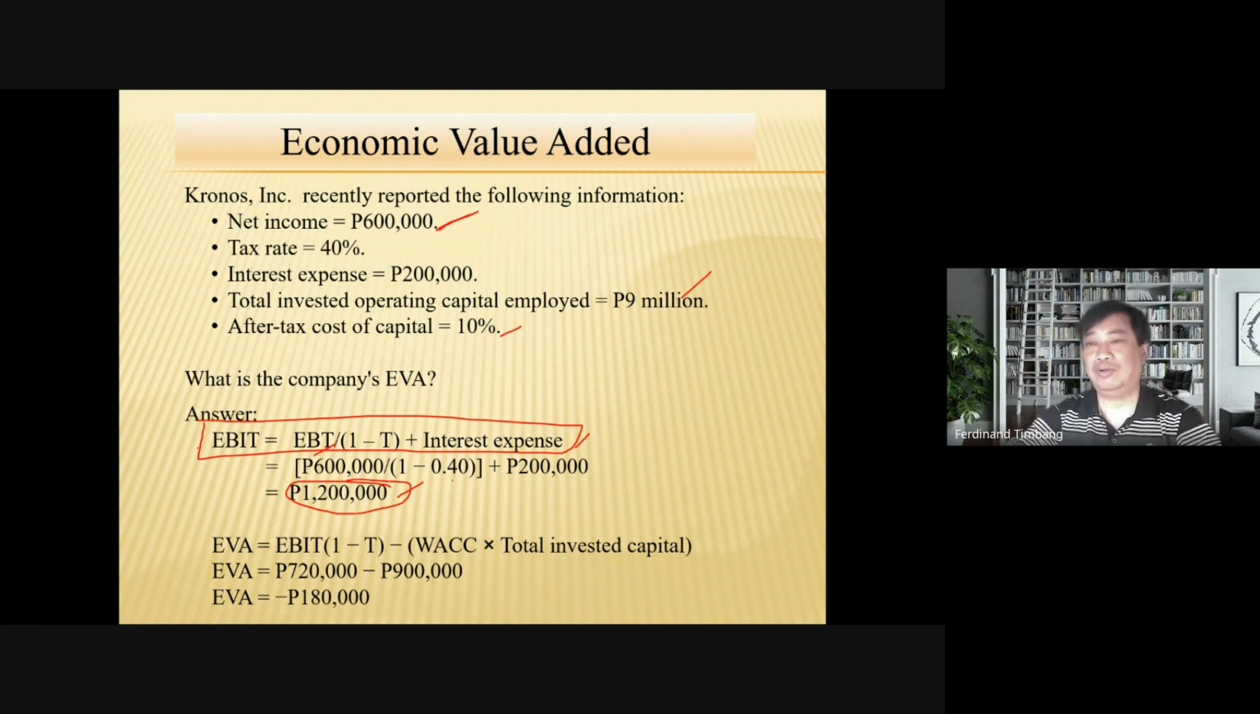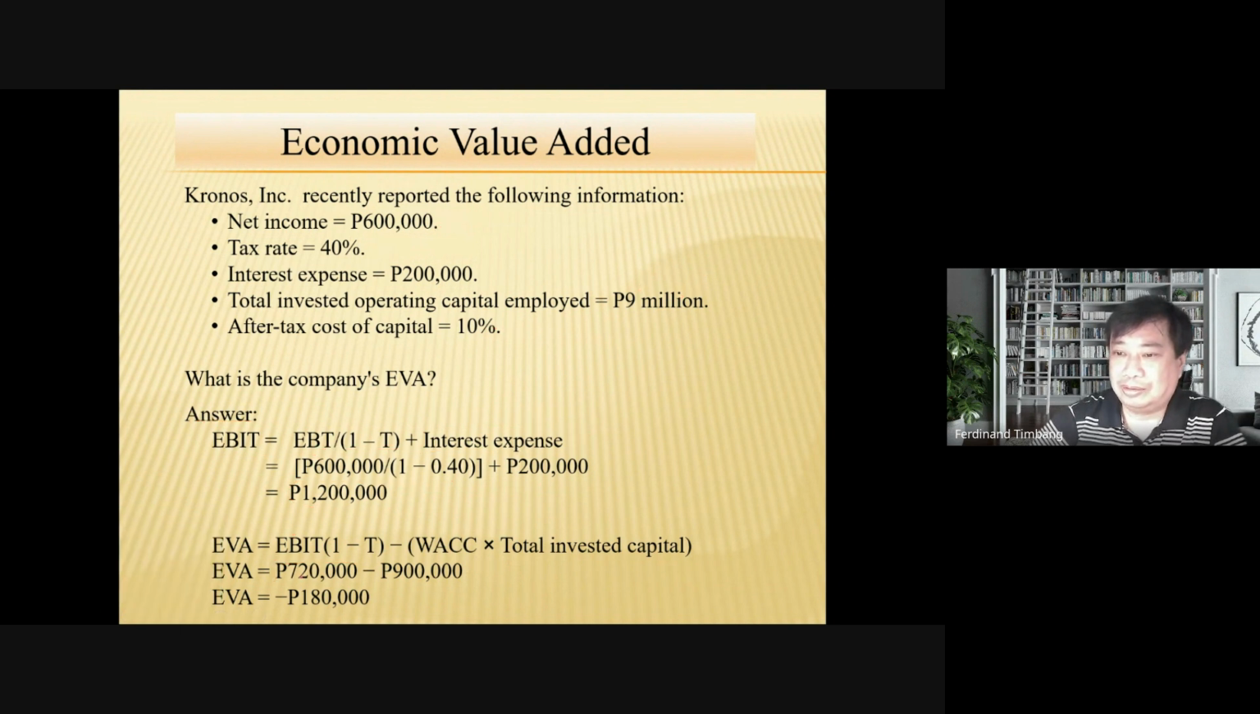Okay, now since we already know the EBIT, the EBIT times 1 minus T, with our tax at 40%, gives a net of 720,000. And then we have the WACC times total invested capital: 10% times 9,000,000 is 900,000. So now we have the difference: 720,000 minus 900,000 is negative 180,000. That means there is no economic value added to the company.